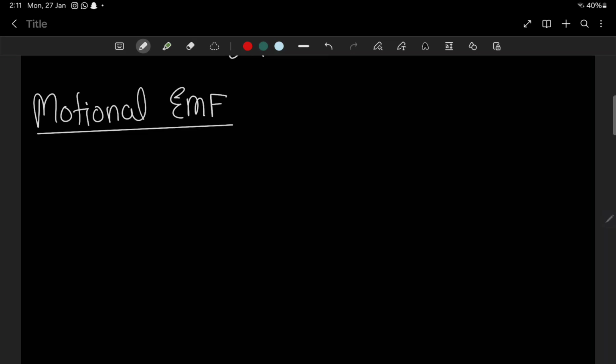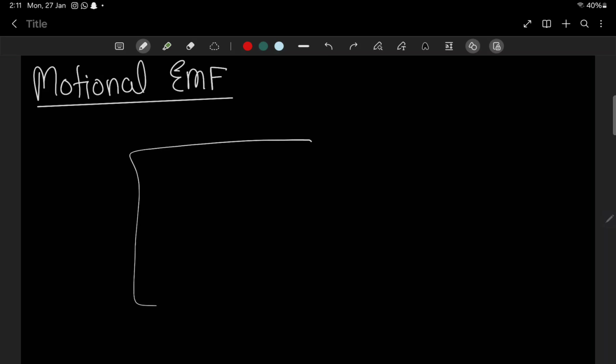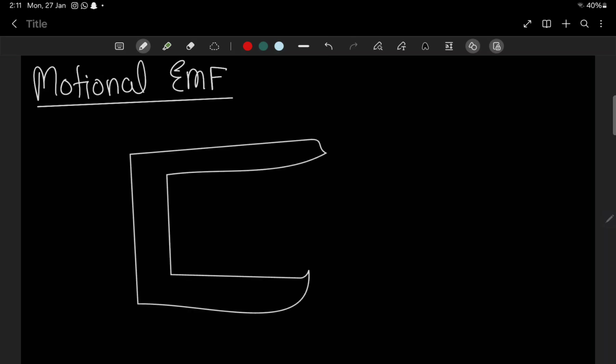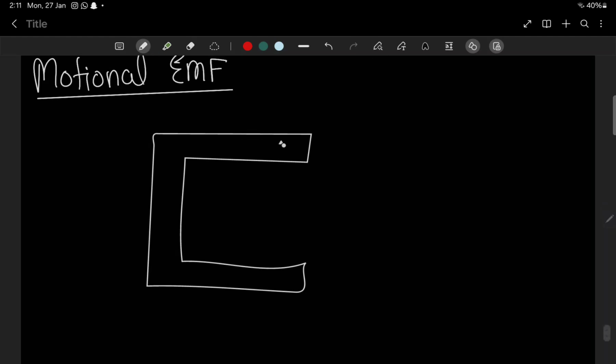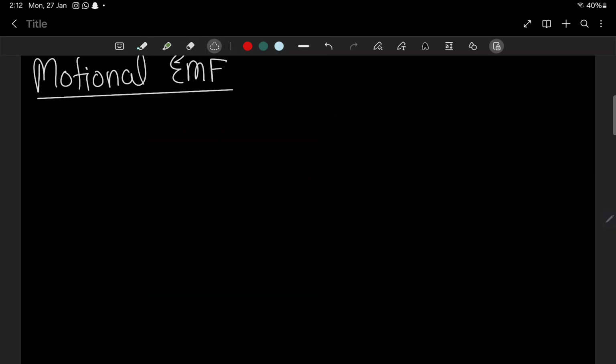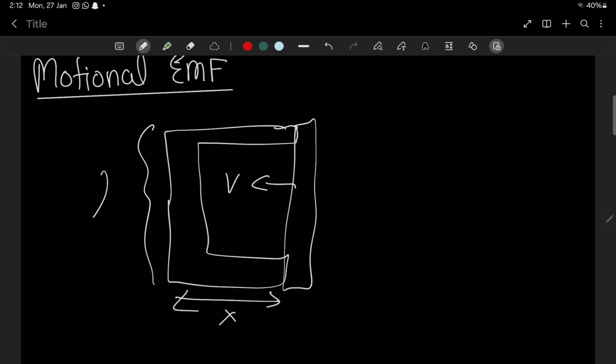We have a square plate, and something is there, and this thing will move. This is moving with a velocity like this. This is the x distance that's changing. This is the length of the rod.